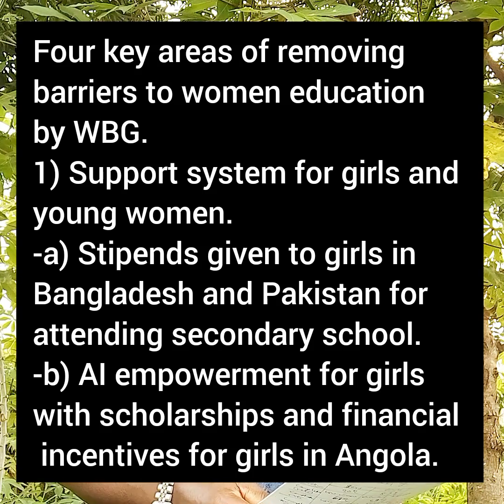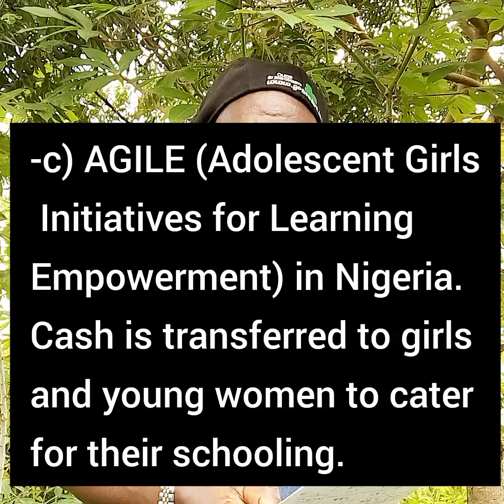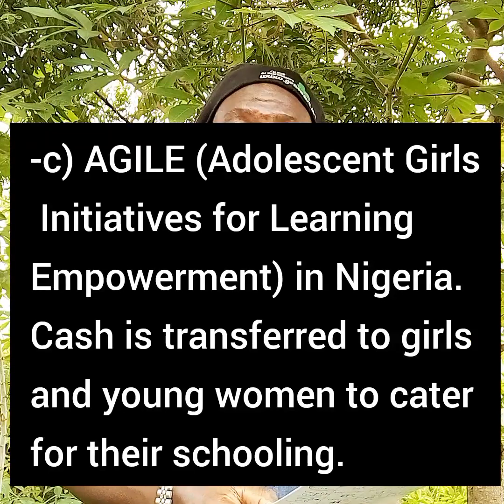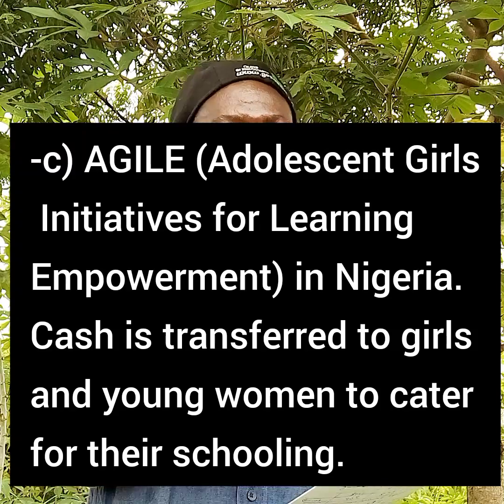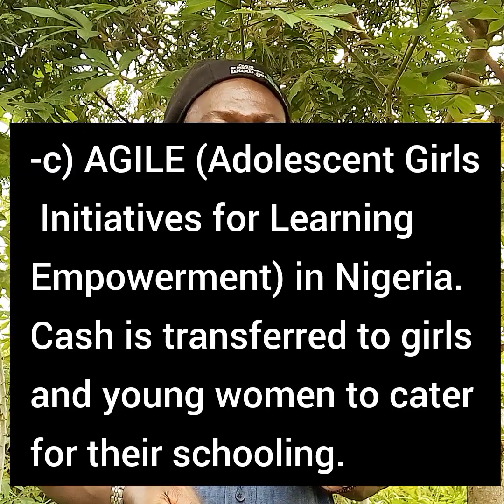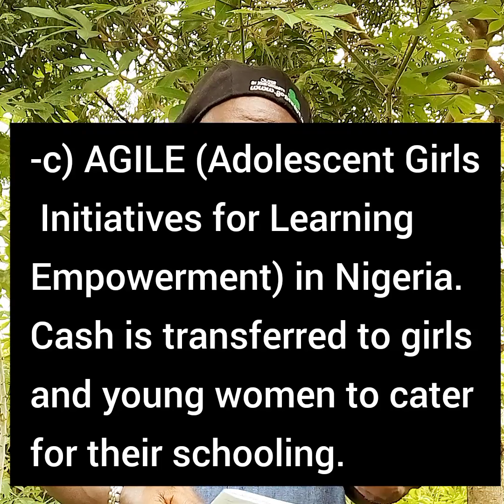Okay, then we have AI empowerment for girls in Angola, which comes with financial incentives for girls to embark on AI training. Then we have AGILE in Nigeria. That's the Adolescent Girls Initiative for Learning and Empowerment in Nigeria. That itself is for Nigeria, and they give them money. They give them real cash.